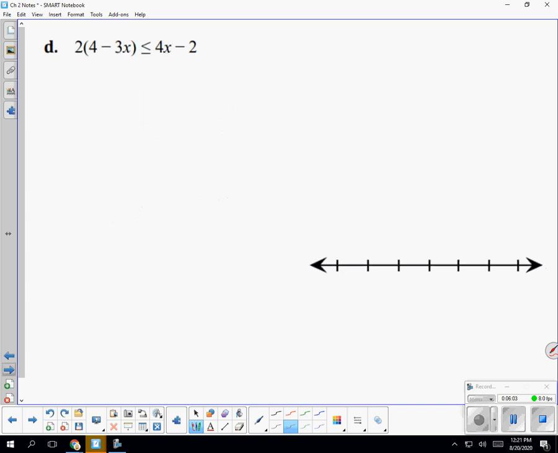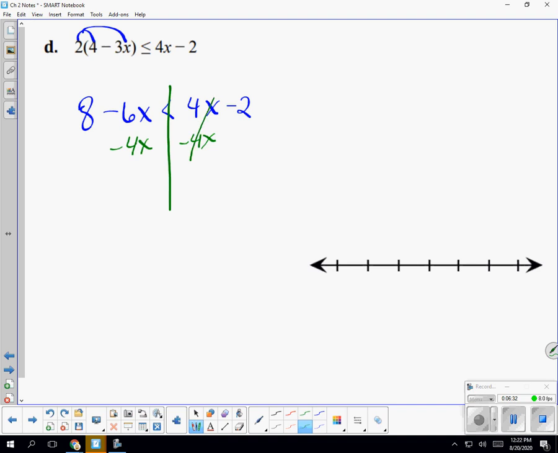Okay? And our last example, again, we can distribute. That gives me 8 minus 6x is less than 4x minus 2. Now that we've gotten rid of those parentheses, we need to go ahead and get our x values, our variables, on the same side of the equation. Notice they're on opposite sides of my wall here. So I'm going to subtract 4x from both sides. Now, I could have added 6x to both sides. It doesn't really matter which way you decide to go. And that gives me 8 minus 10x is less than negative 2.